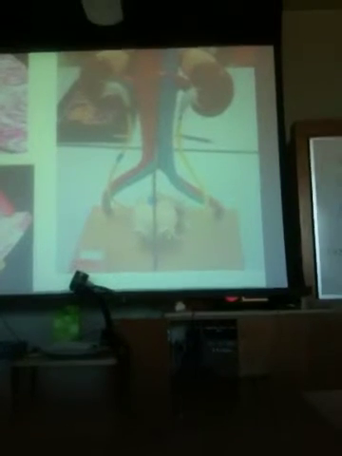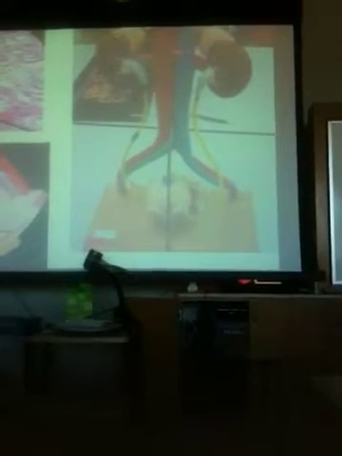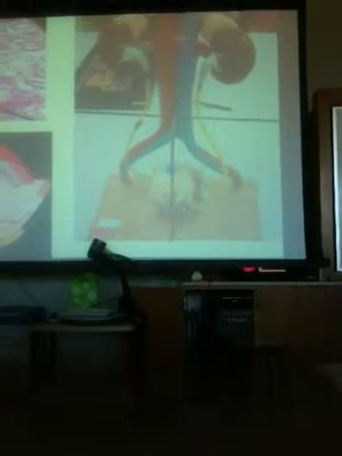So that's a male that you're looking at. Is it in the front, right? No, you're looking at the back, because the seminal vesicles are only seen from the back. They're on the back side of the bladder.